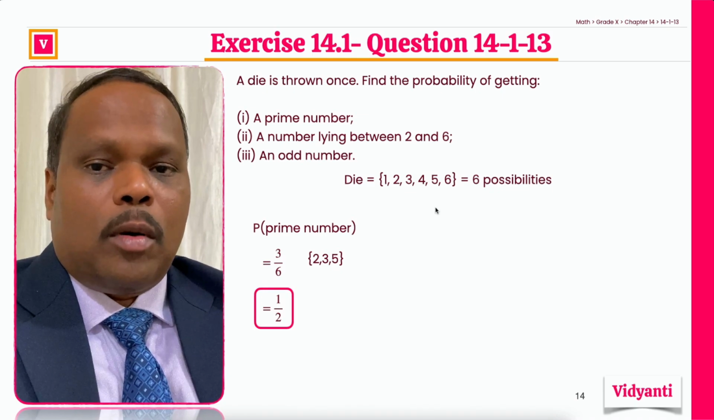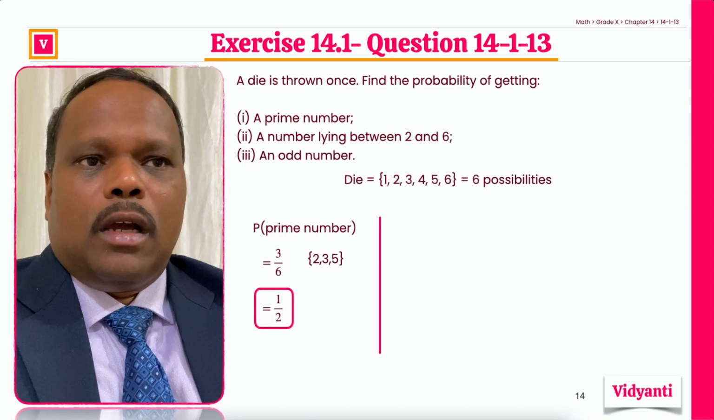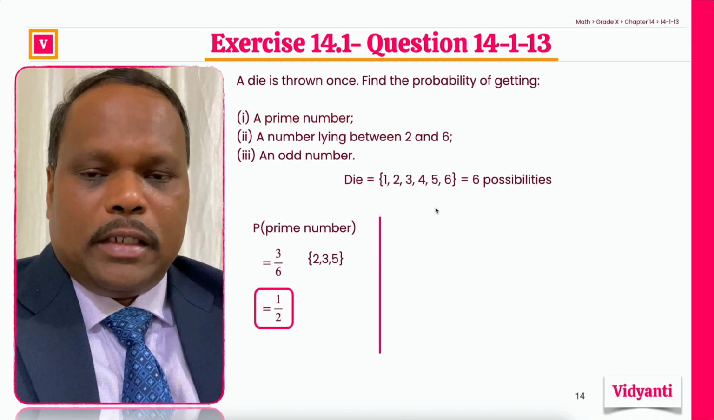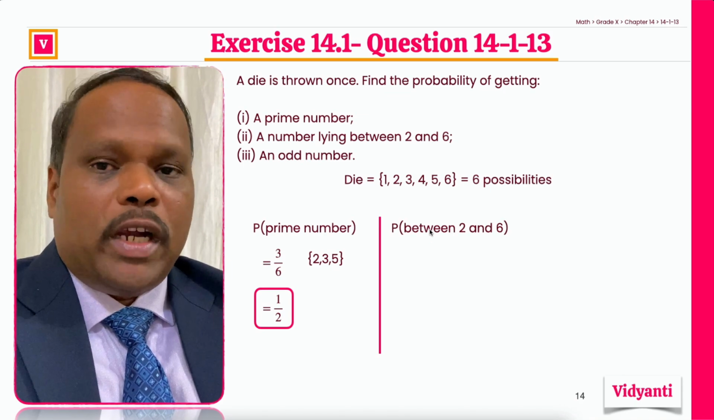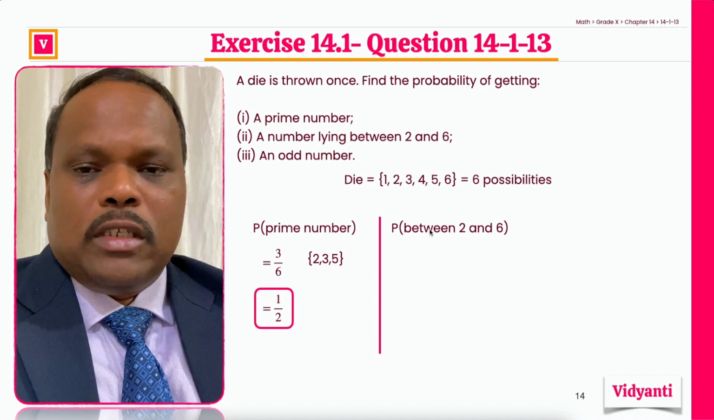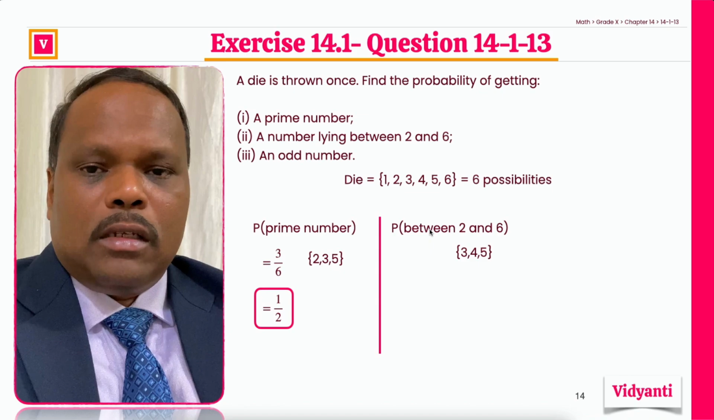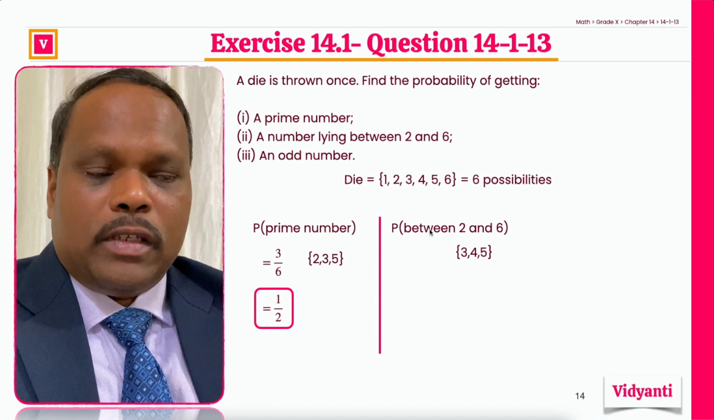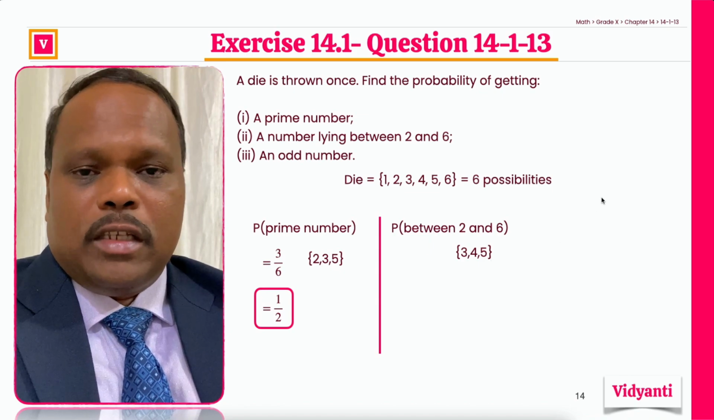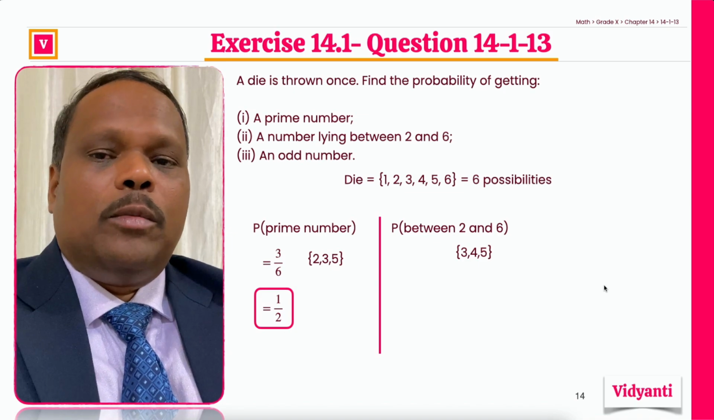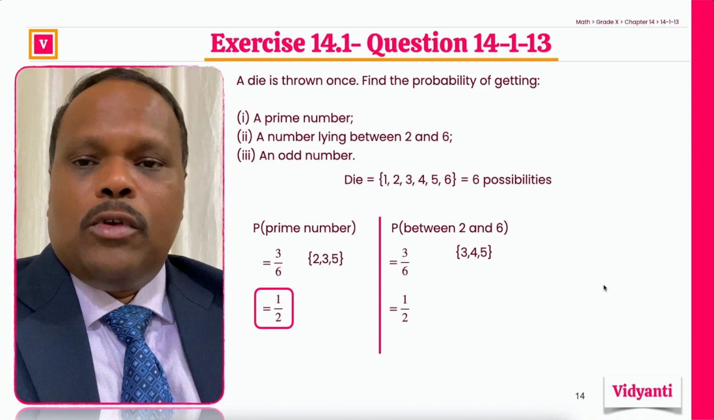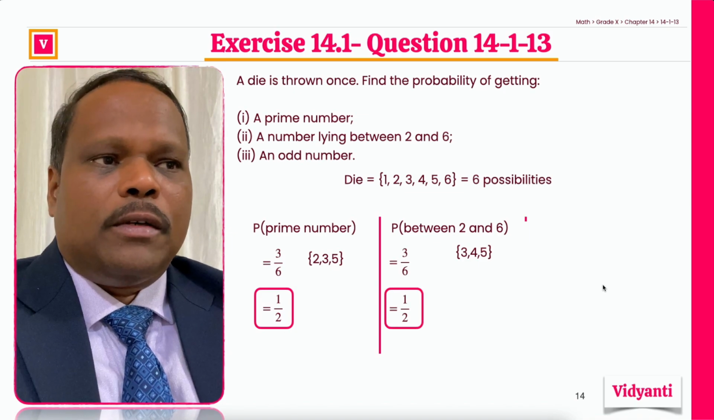Second case will be a number lying between 2 and 6. Between 2 and 6 means 2 is disqualified, 6 is disqualified. So you can have 3, yes, 4, yes, 5, yes. So again, there are 3 possibilities out of 6 possibilities. So that would be 3 out of 6, again 1 by 2 as your answer.